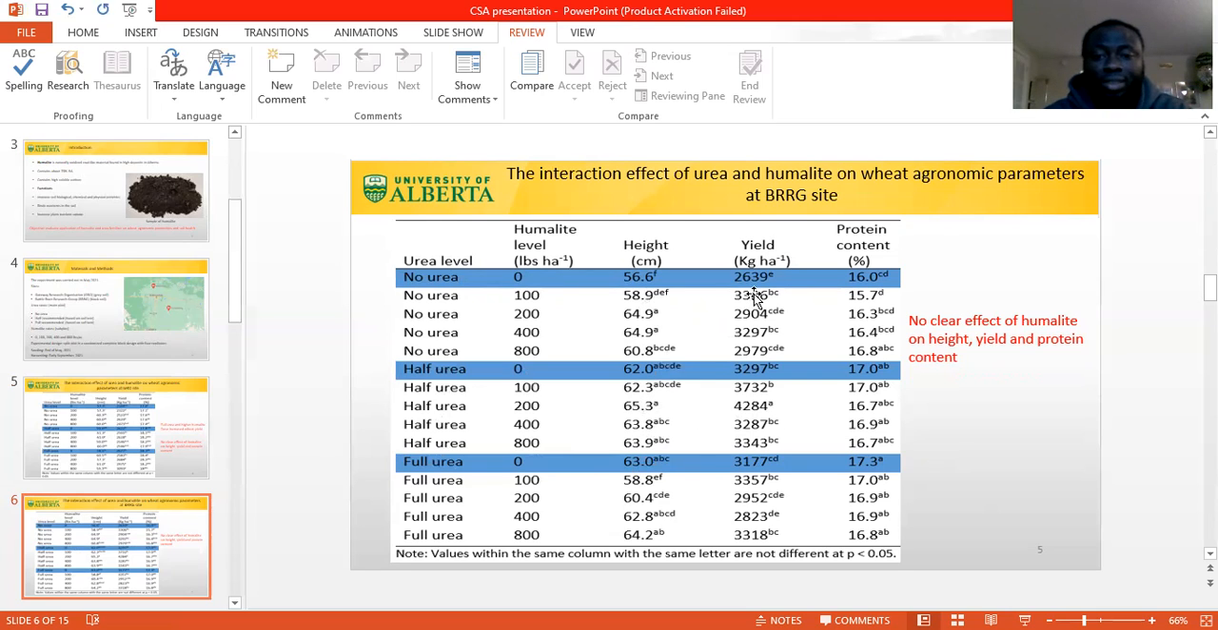With respect to yield, we saw that half urea and 200 humalite treatment had a significant effect on yield. With respect to the protein content, the highest protein was found in full urea and 0 urea treatment, and so therefore they didn't have any effect of humalite on the protein content of wheat.